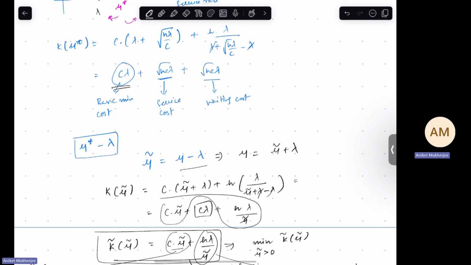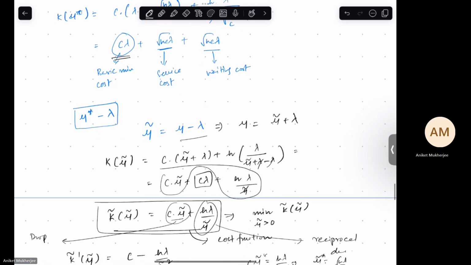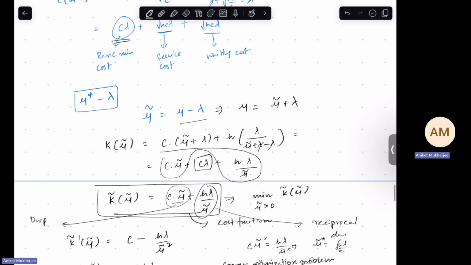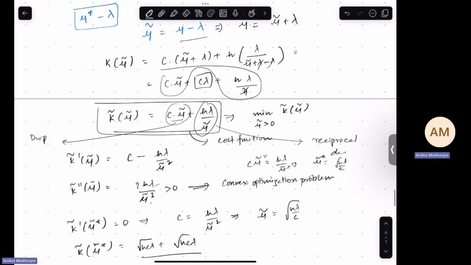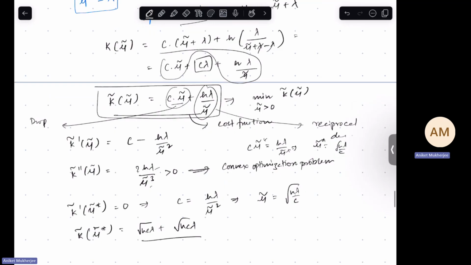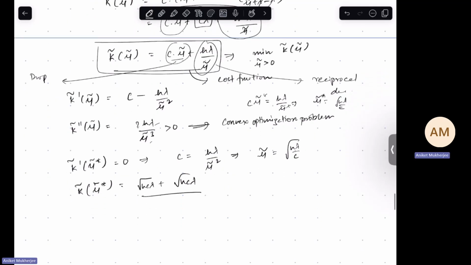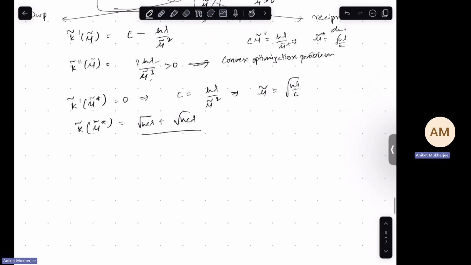So we introduced a new variable mu tilde, where mu tilde equals mu minus lambda, and we reformulated the same optimization problem and calculated the same things. The first derivative, the second derivative, which we showed is greater than 0. So again, we are in the convex optimization region. We equated the first derivative to 0 and got mu star tilde. We stopped here.